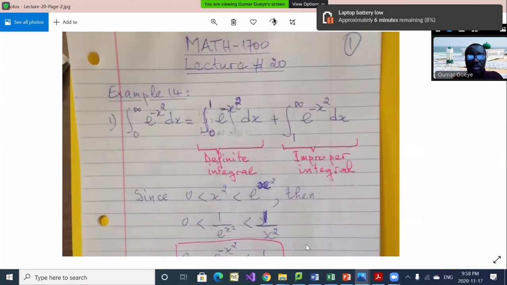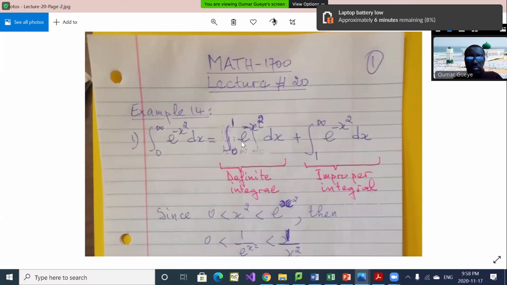Okay, so that's exactly what I mentioned here. I split it into two integrals in order to get the bottom equal to a number which is greater than 0. And as I mentioned before, you can introduce any positive number.